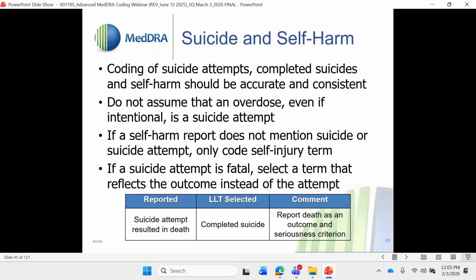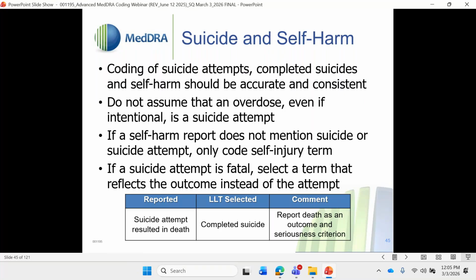And now we come to something a bit more dismal: suicide and self-harm. We have several suicide terms, and it's important to distinguish one from the other. Suicide attempts, completed suicide, self-harm. So when you have a report of that, be very careful and very accurate, and pick up only the information that's being reported. For example, don't assume that an overdose happened, even if it was intentional. Remember, you can only say overdose if it's explicitly reported.